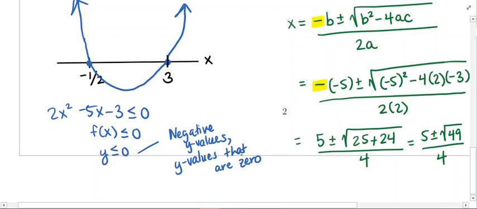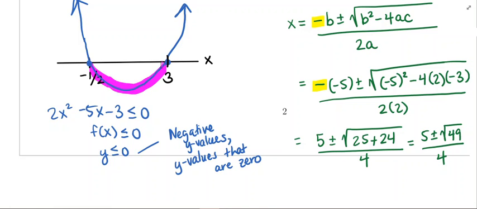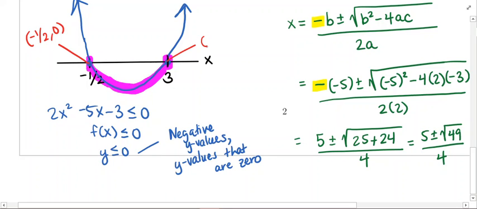Okay, so on any graph, where do you find negative y values? Well, below the x-axis. So this portion of the parabola is going to have negative y values. Where do you find 0 y values? Well, on the x-axis itself. So the x-intercepts. Remember, this point is -1/2, 0 as an ordered pair. This point is 3, 0. So again, if we're looking at this parabola and we're trying to figure out what portions of it have negative y values or y values that are 0, that's what's been highlighted in purple. Any point below the x-axis has a negative y value. Any point on the x-axis, any x-intercept, has a 0 y value.